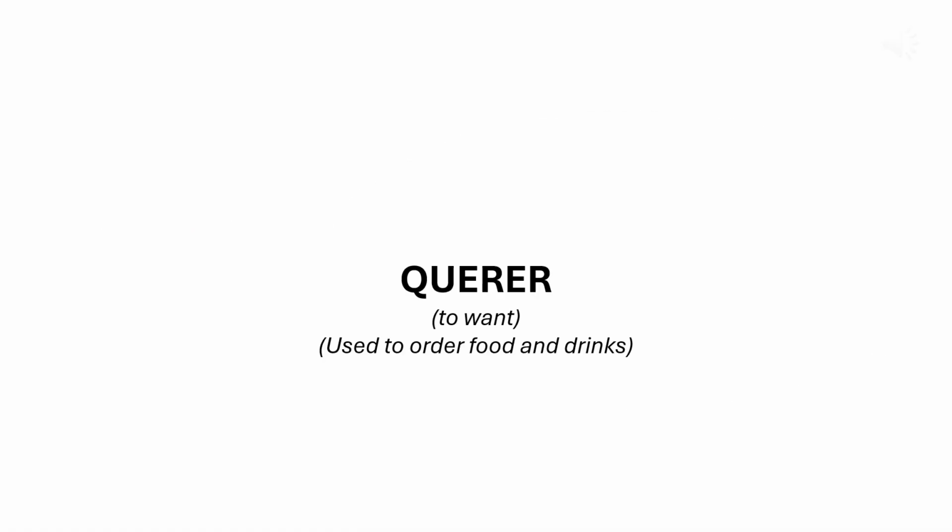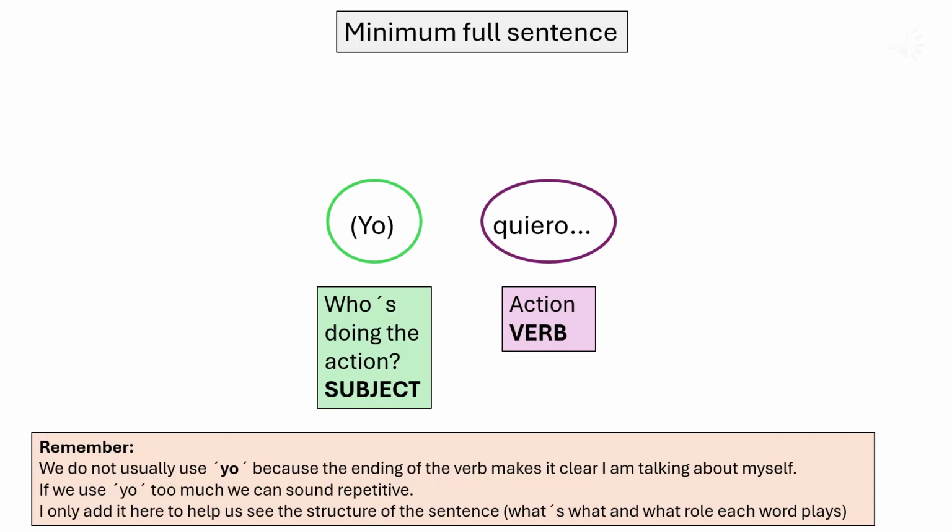Querer, to want. It is used to order food and drinks. So we start again from the minimum full sentence we can have, which is just two words, yo, or it's understood. We can leave it out, and we should leave it out most of the times. So it's just here for clarity. I've got yo, either present or understood, and then quiero. Quiero is the verb, and that's the main one we need to express what we want.